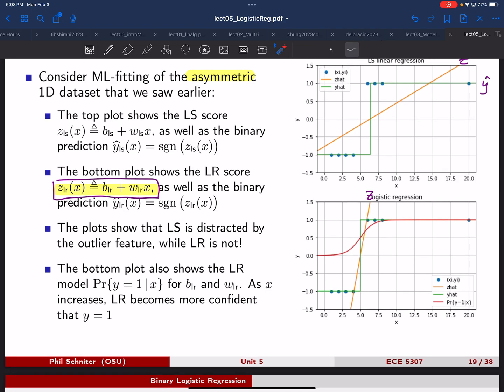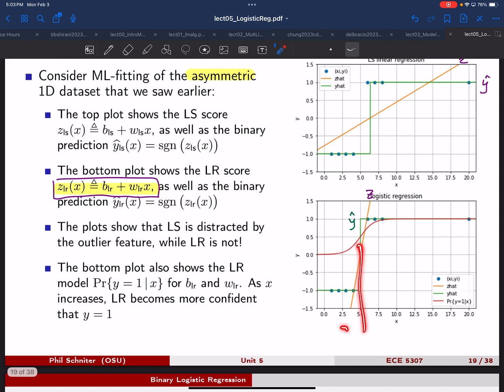So whenever this line is positive, that's anywhere from this to the right, we set y hat, which is y hat in green, to 1, and whenever z is less than 0, which is x to the left of here, we set y hat to 0. And so here we're perfectly matching our training data. The decision threshold is basically transitioning exactly halfway between our points. Even though there's this one out here, it is not distracting the criterion.